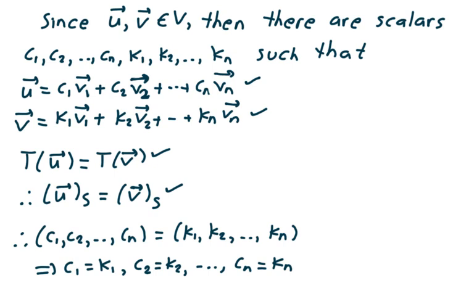So what that says is the vector (c1, c2, through cn) is the same as the vector (k1, k2, through kn). Okay? And the only way that can happen is if their corresponding components match. Remember, two vectors are equal if the components match. So what that says is c1 equals k1, c2 equals k2, ... cn equals kn.